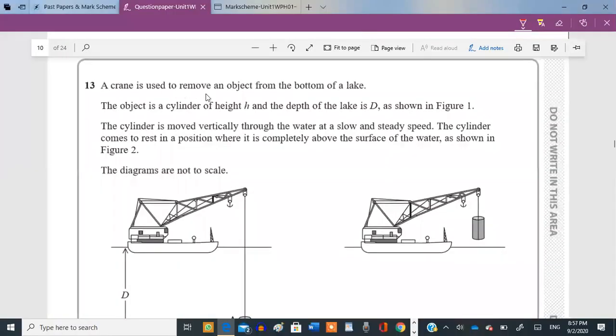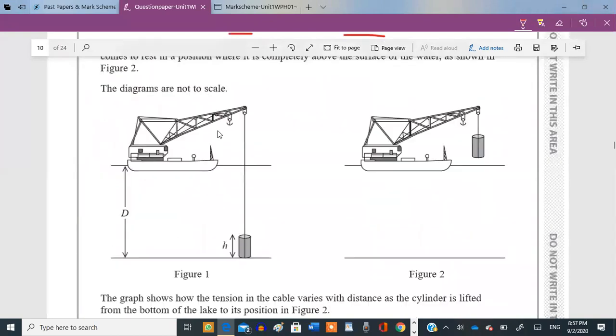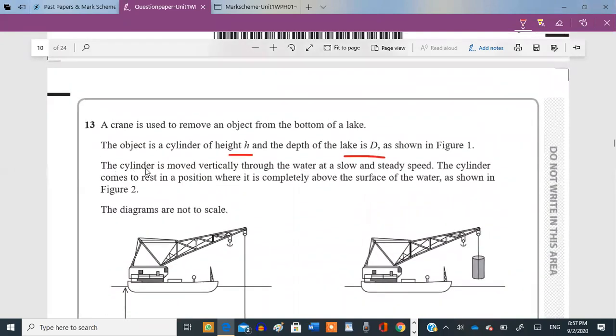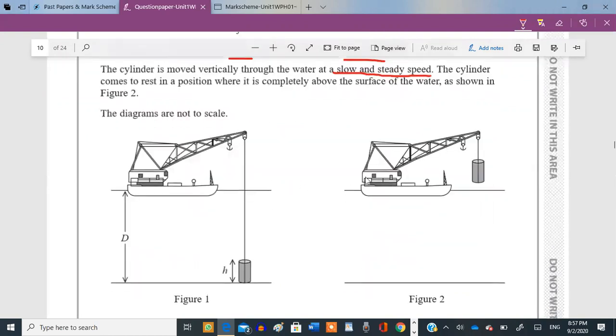13 says a crane is used to remove an object from the bottom of a lake. The object is a cylinder of height h, and the depth of the lake is d, as shown in figure 1. Where is it? It's right over here. This is the lake, depth is d, and the height of the object is h. The cylinder is moved vertically through the water at a slow and steady speed. Then the cylinder comes to rest in a position where it is completely above the surface, as shown in figure 2 over here.